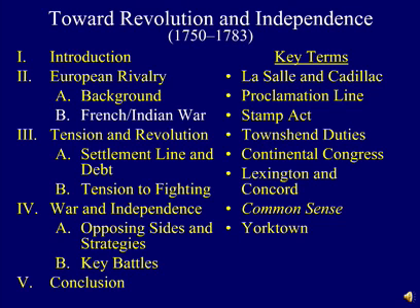We'll now investigate some of the specific events associated with what was known in the colonies as the French and Indian War.